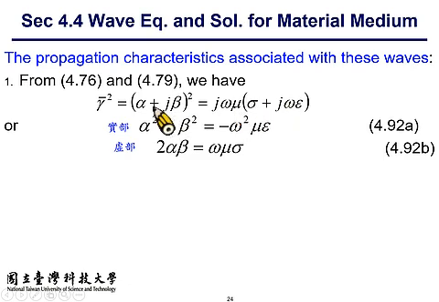As you can see here, the product of j omega mu times sigma plus j omega epsilon equals alpha plus j beta, squared, where alpha is the attenuation constant and beta is the phase constant. According to the real part and imaginary part of the squared term, we can have an association like this.